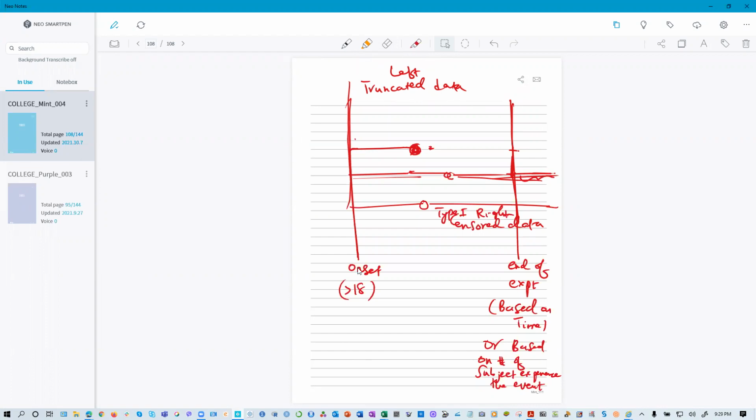See, it's been truncated because you decided that your data be truncated on the left side. And sometimes you say extremely older people are not included either, then it's going to be truncated on the right side.